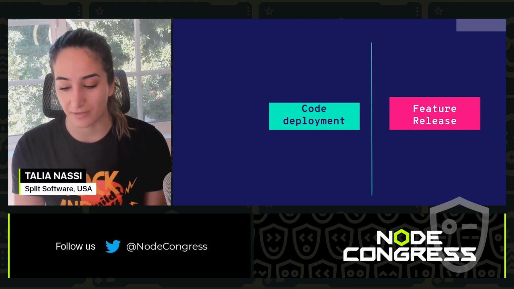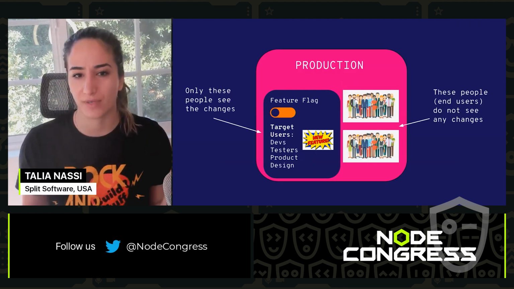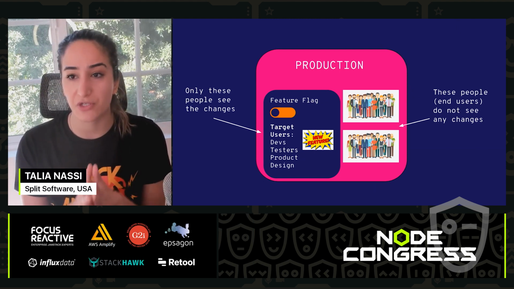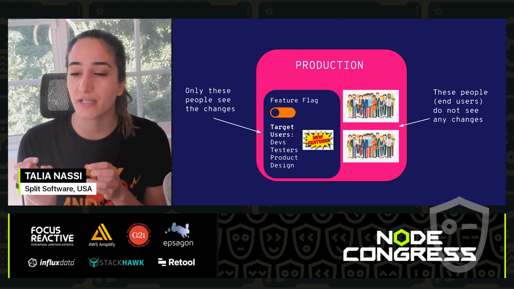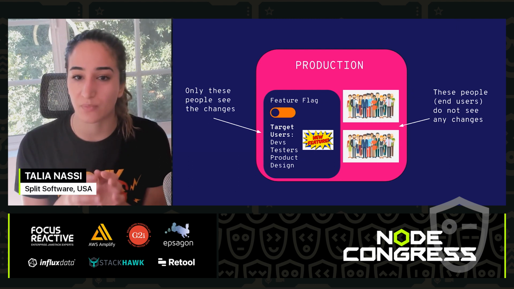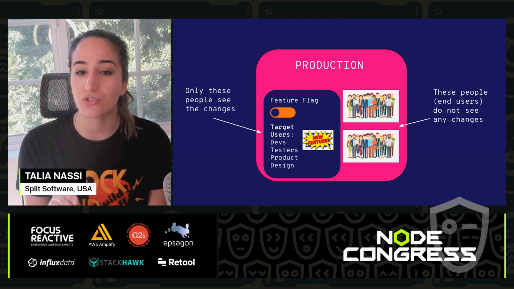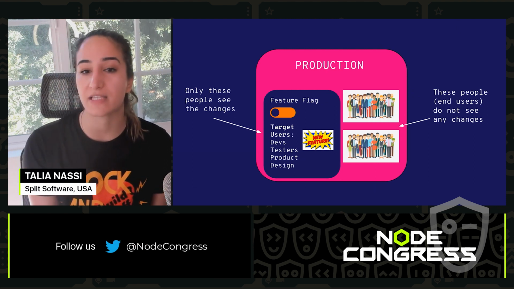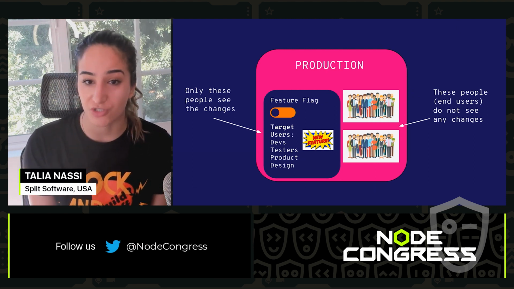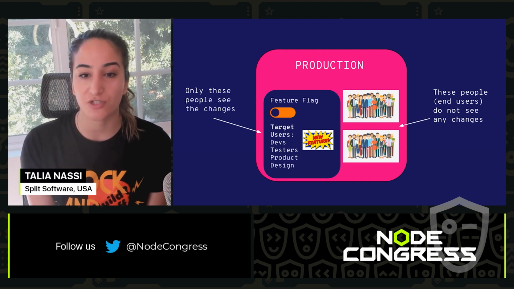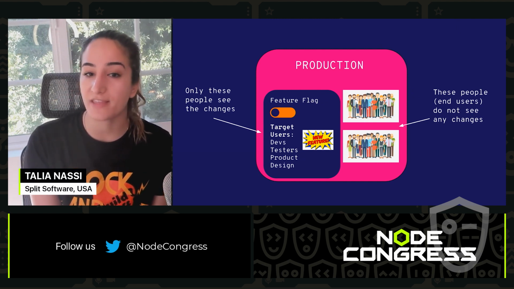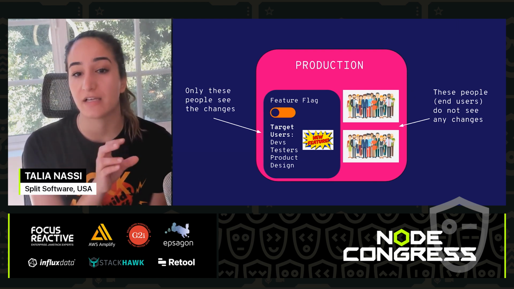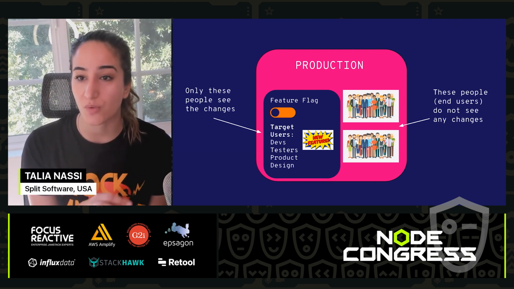So how does it work? This is kind of what it looks like. So our developers would create a feature flag from the UI and then target all of our internal teammates. And what that means is that only the users who are inside of the feature flag while the flag is off will be able to have access to the feature. So here you can see devs, testers, product design. Only they are going to have access to this new feature while the feature flag is off because they're the only ones who are targeted.